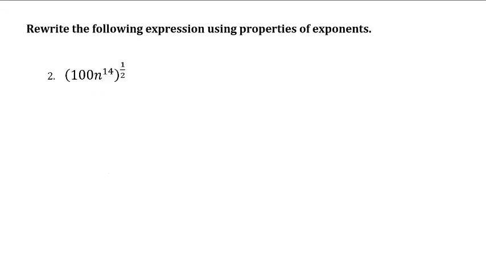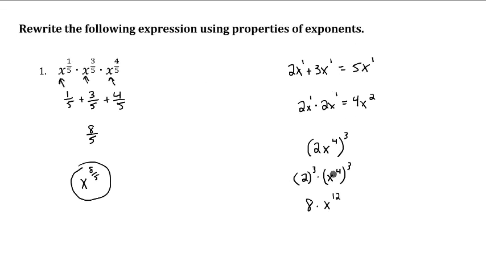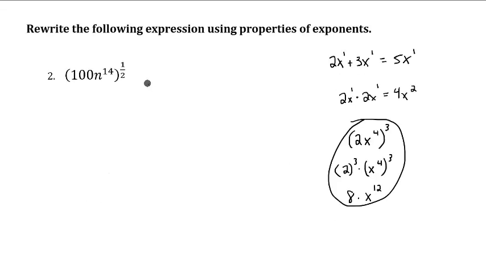Question number 2 is actually like that problem that I did back here in number 1. This part right here. So I'm just going to do the same process. It looks like I need to raise everything to the 1/2 power here. So if I evaluate 100 to the 1/2 power, I'm going to get 10. And that's actually the same thing as doing the square root of 100. Whenever you have anything raised to the 1/2 power, it's the same thing as taking the square root of it.